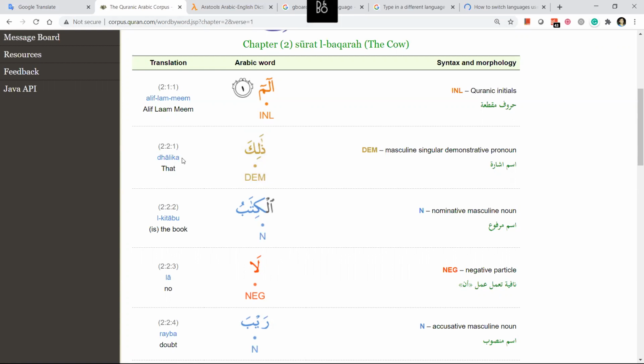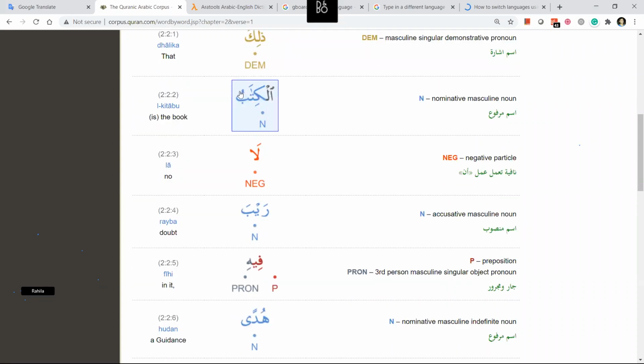Okay, this is something that any translator will give you. But it gives you even what type of word Dhalika is. So it tells you this is masculine. We know Dhalika is masculine. What is the feminine of Dhalika? Tilka. Tilka is feminine. Okay. So it's a singular demonstrative pronoun. So hada, hadihi, dhalika, tilka are all demonstrative pronouns. And it's going to tell you what dhalika is. Al-kitabu. So it tells you it is the book.